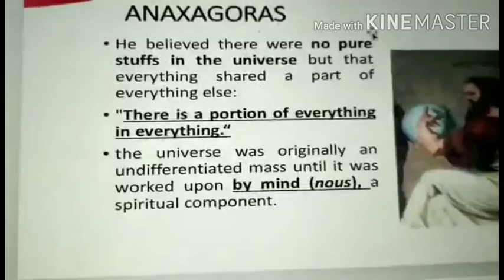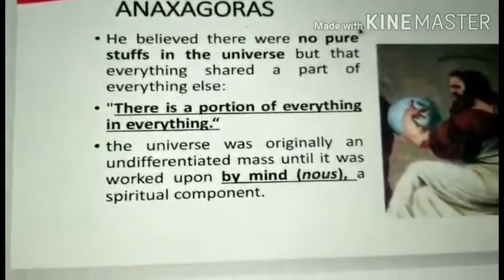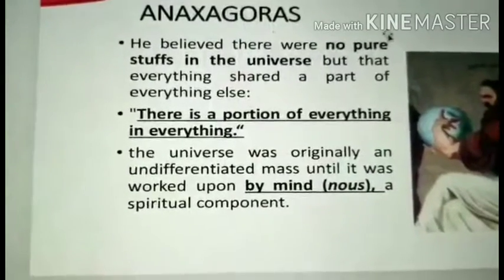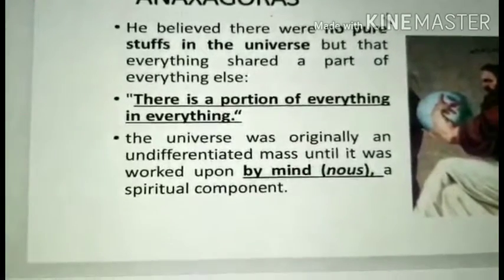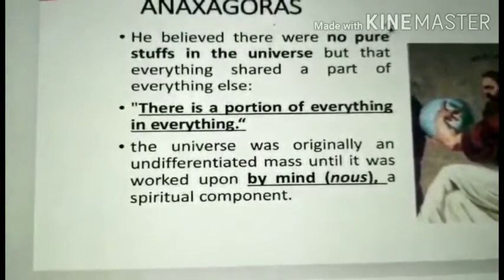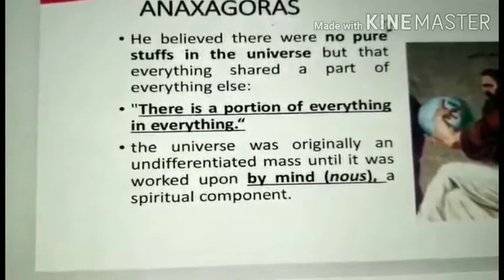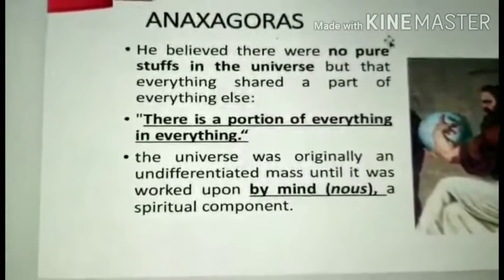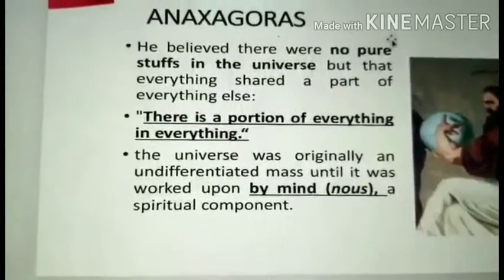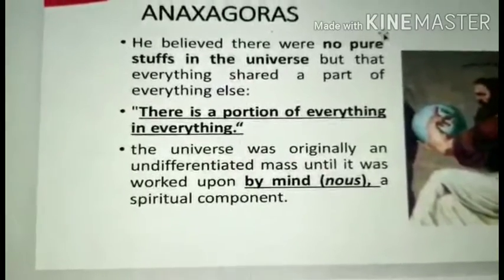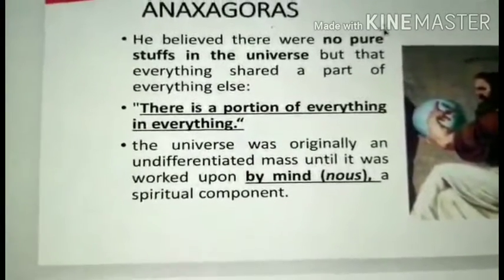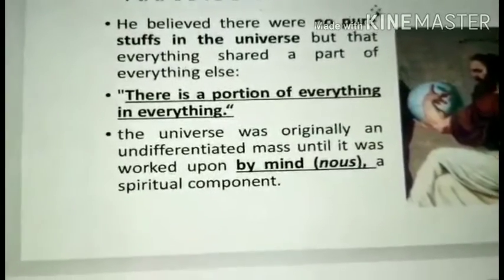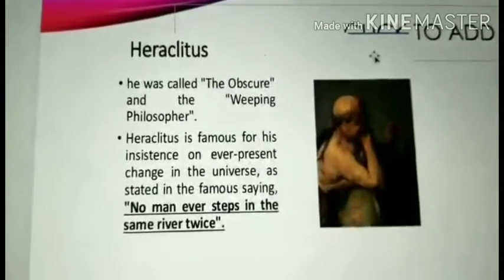Next, we have Anaxagoras. Anaxagoras also has what we call the Anaxagorian theory on the origin of the universe, wherein he said that the universe was originally an undifferentiated mass until it was worked upon by mind, or nous, a spiritual component. Others say we have the geocentric theory, wherein Earth is the center, and the heliocentric theory, wherein the Sun is the center of the universe. But for Anaxagoras, the origin of the universe was from a spiritual component, and he called this nous, N-O-U-S.